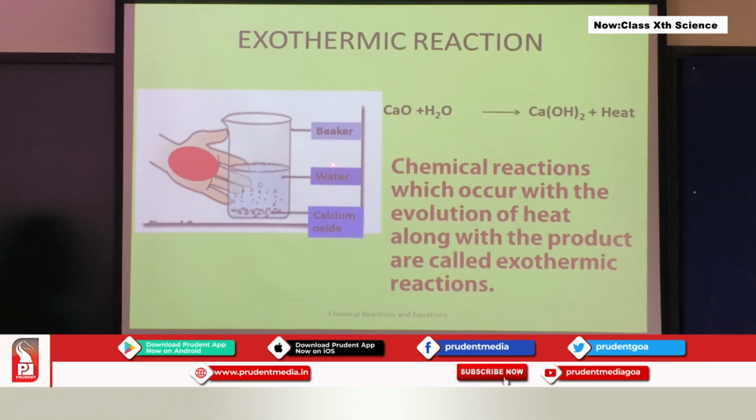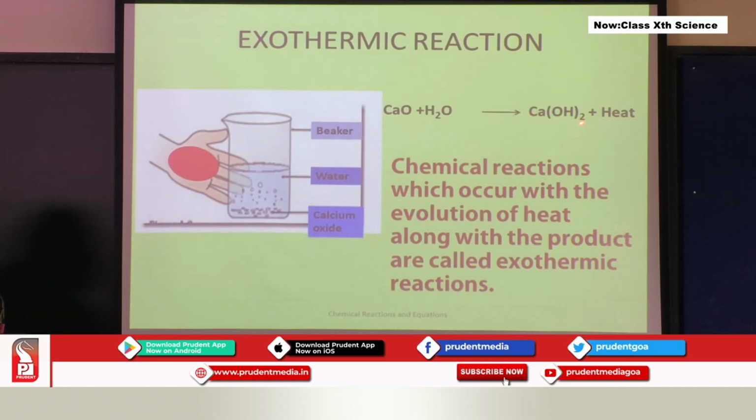So, such reactions which occur with the evolution of heat along with the product are called exothermic reactions. You know, in an exothermic reaction, the heat is always written along with the product, on this side after the arrow mark. If it is endothermic, it will be written before the arrow mark. So, when you look at this reaction, if you see the heat on this side, you can predict that it is an exothermic reaction. Okay?